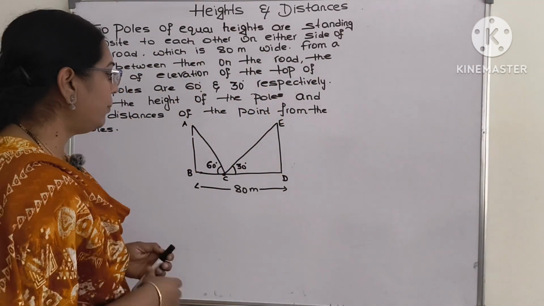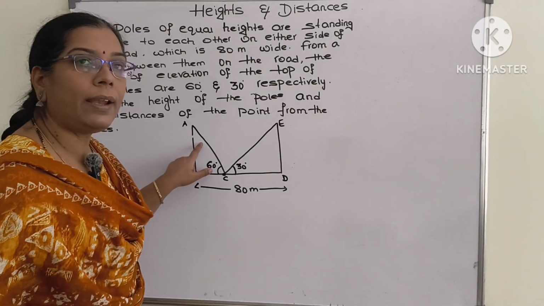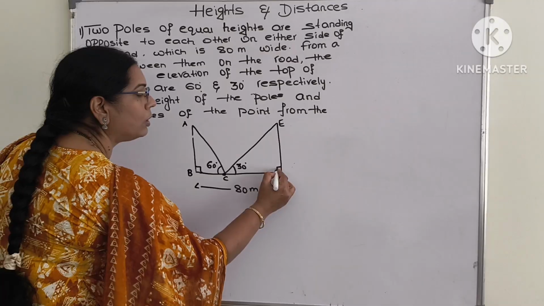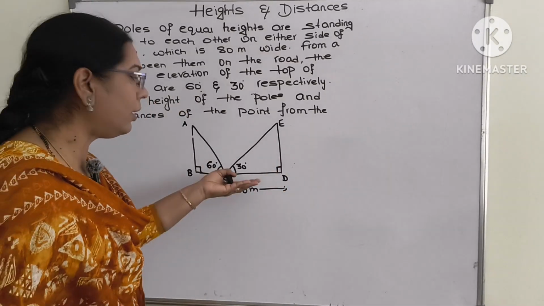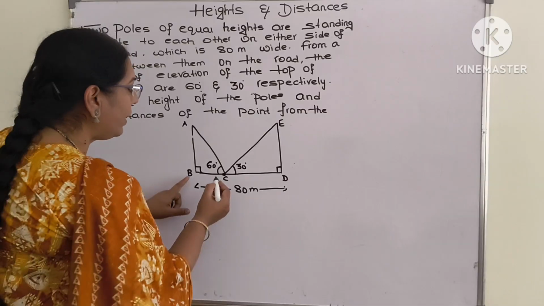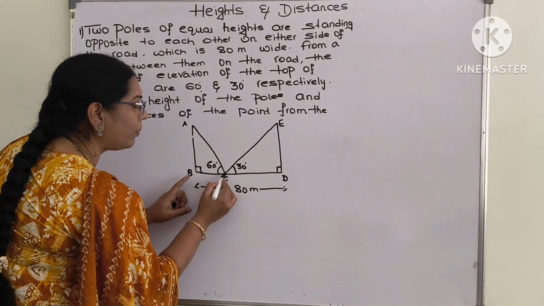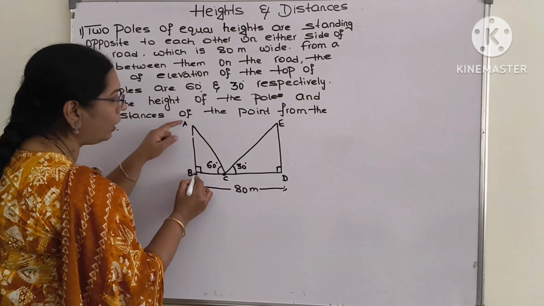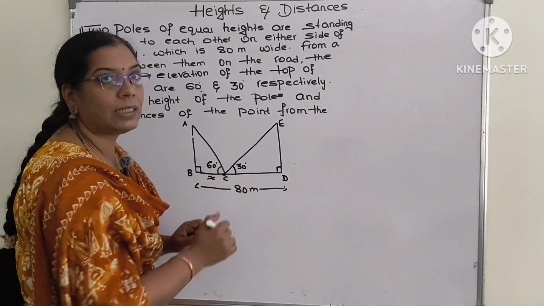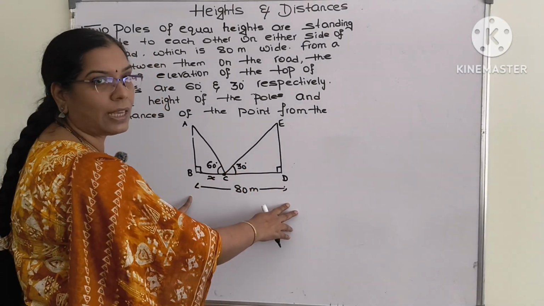Let us consider. So, how many right triangles are there? There are two right triangles, since the poles, naturally, will be perpendicular to the ground. So, I have two right triangles. Now, if I consider the distance from this point to the pole AB as x, what will be the other distance? CD will be. The total distance is 80.